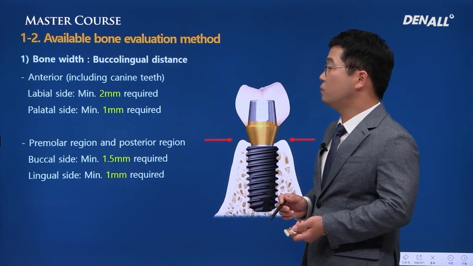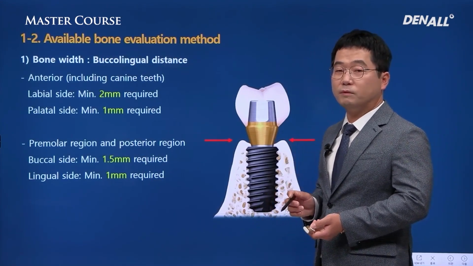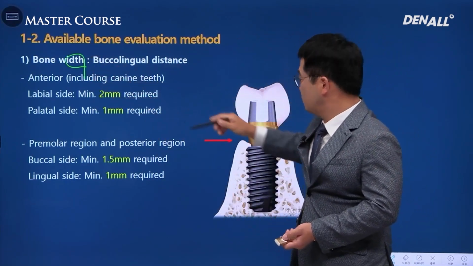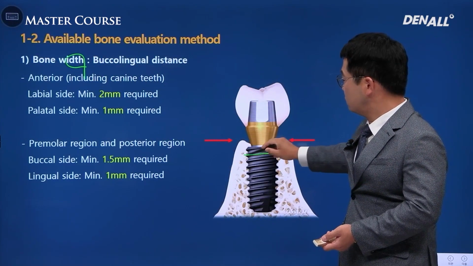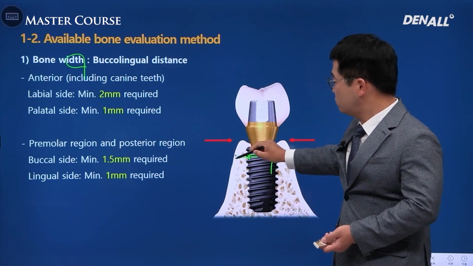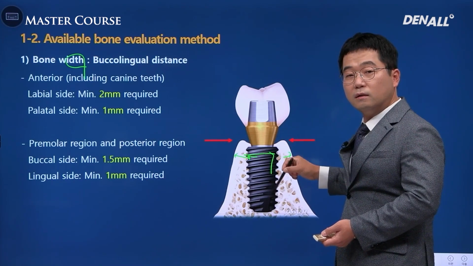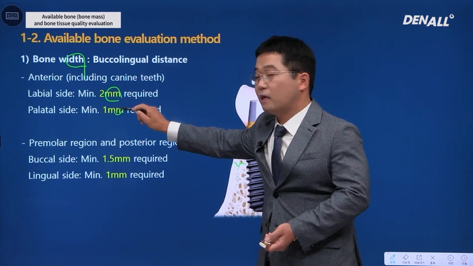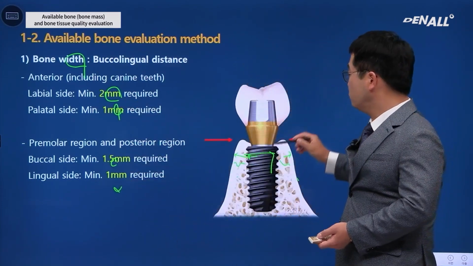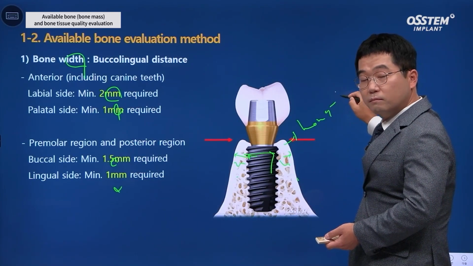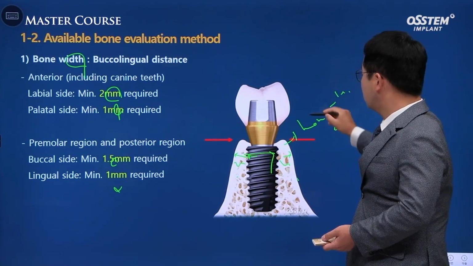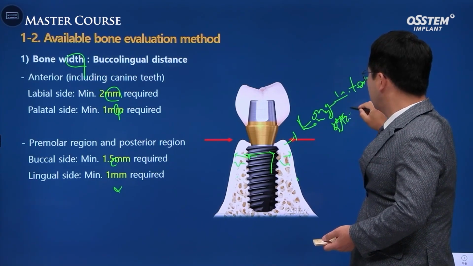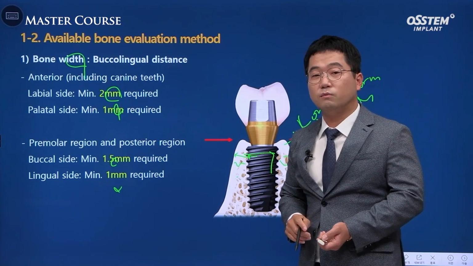Let's look at width first. This is very important because there is a minimum buccal lingual distance required for implant placement. Depending on where the treatment is required, the minimum amount of bone necessary may vary. This is directly related to long-term stability. Let me write this. Therefore, width evaluation is important.